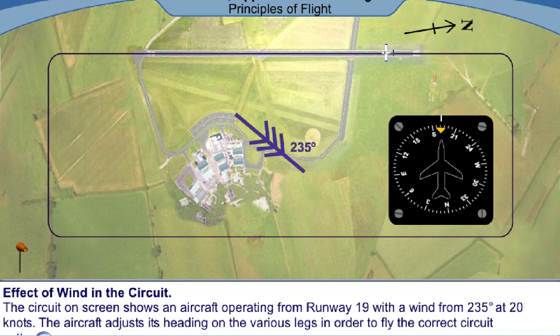Use your pause button to stop the aircraft on each leg of the circuit to discover what heading the pilot is steering in order to compensate for the wind direction and strength and to maintain the correct rectangular circuit pattern.